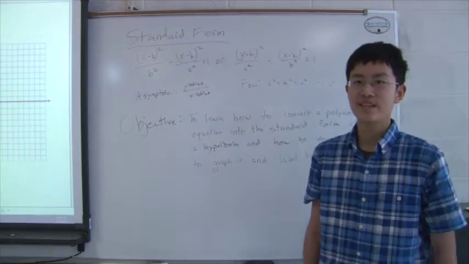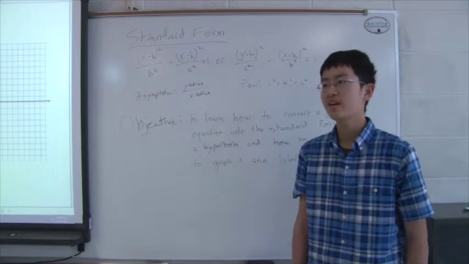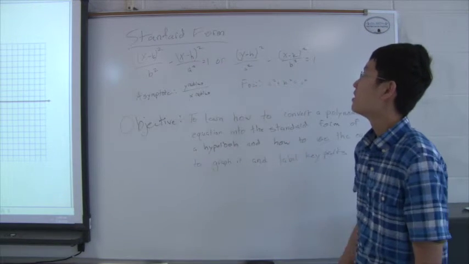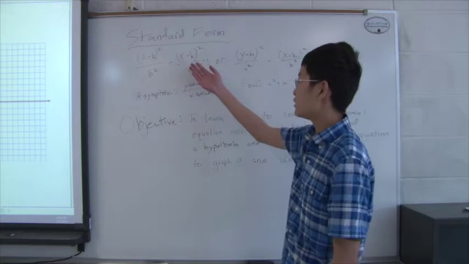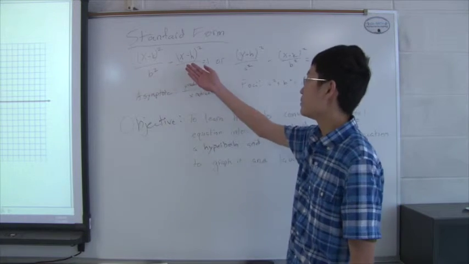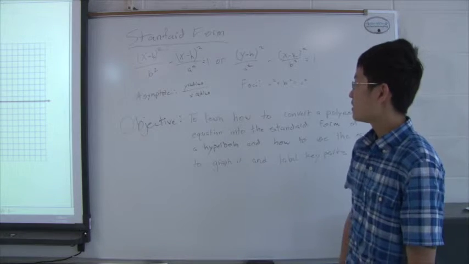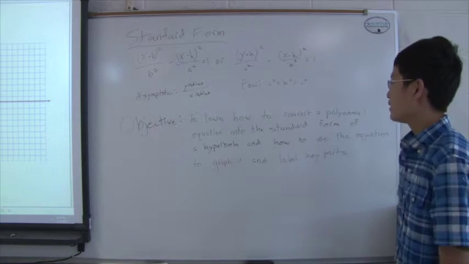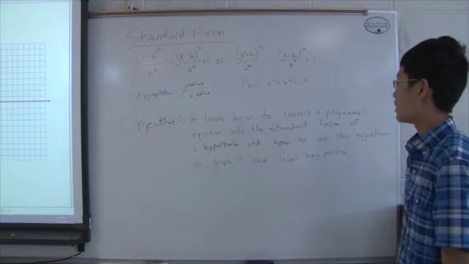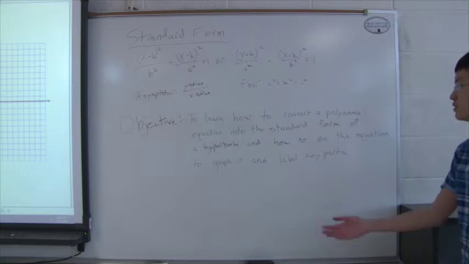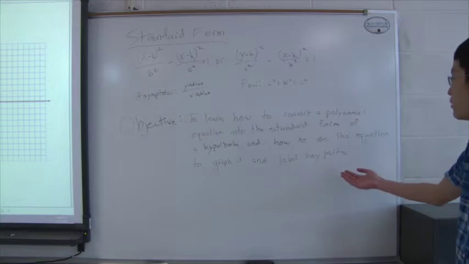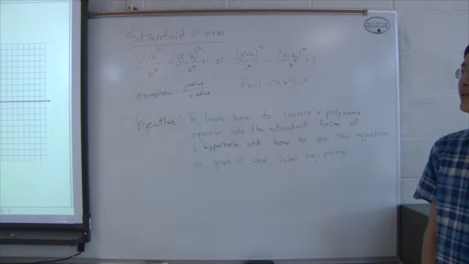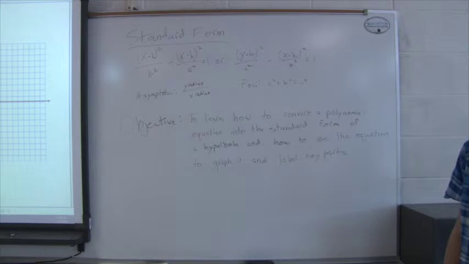Hi, I'm Jimmy. Today you'll learn how to graph a hyperbola and label all key points. And here you can see the standard form. And for k and h, it could be both negative and positive. We're going to learn how to convert a polynomial equation into the standard form of a hyperbola and how to use the equation to graph it and label all key points. So, we have an instructor to show you how to solve a problem about hyperbolas.